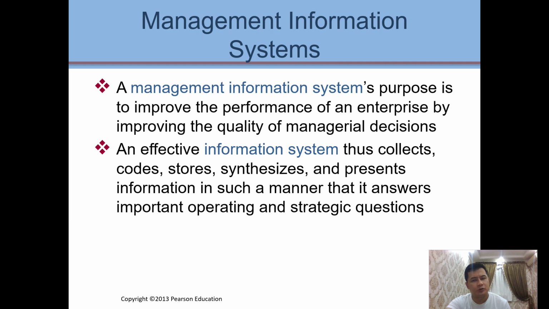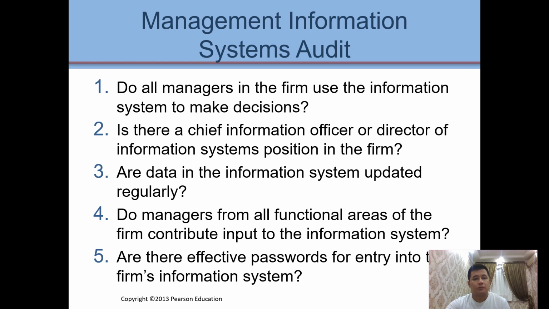Its purpose is to improve the performance of an enterprise by improving the quality of managerial decisions. An effective information system collects, codes, stores, synthesizes, and presents information in such a manner that it answers important operating and strategic questions, right? So management information systems are the checklist.